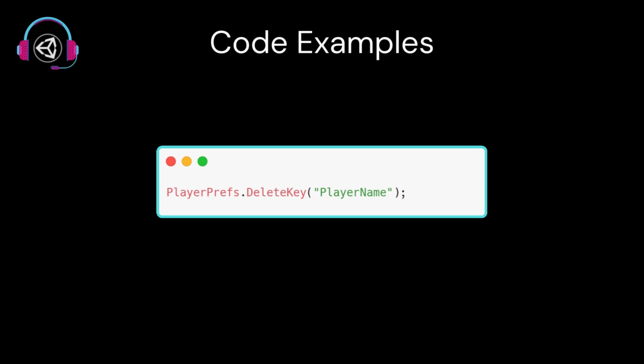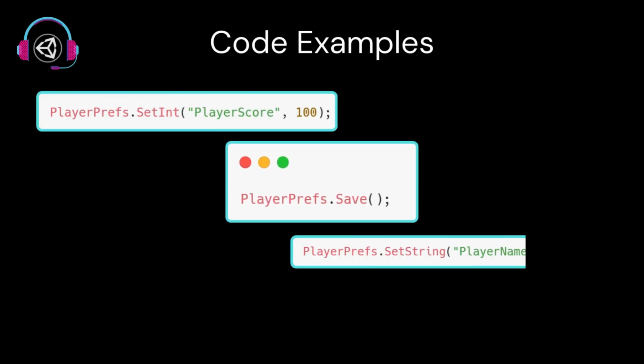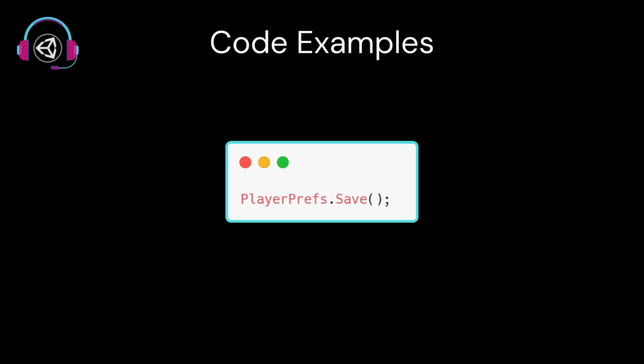And here is the most important part, the save command. When you call SetInt or SetString, the changes are often held in memory first. The game might not write the data to the hard disk right away. If your game crashes before it saves, the data is gone. Calling PlayerPrefs.Save forces Unity to write all pending changes to the disk immediately. It's a safety net you should always use after making important changes.